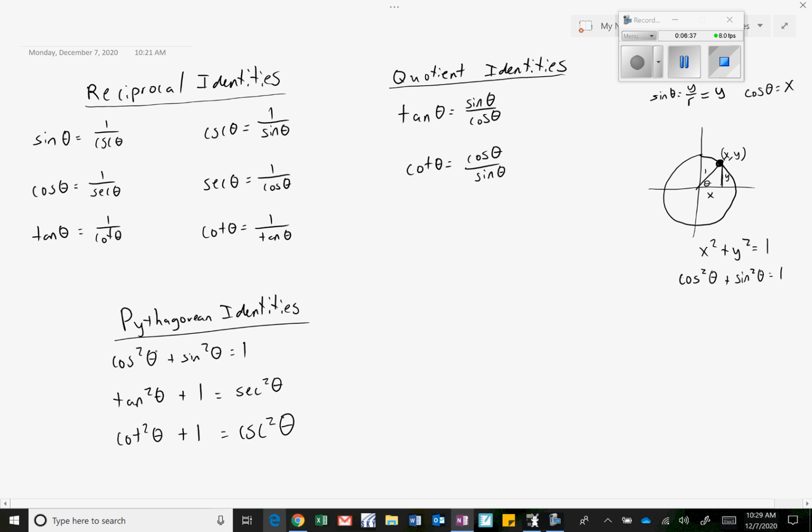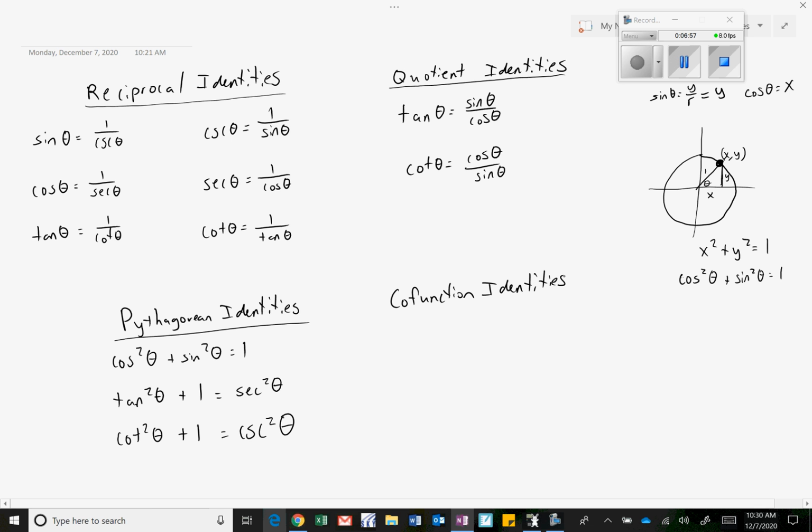Okay. So we have our Pythagorean identities. We're going to use 2 more identities. I'm not going to derive these ones. So one of them is going to be the cofunction. Ooh, fancy. The cofunction identities.